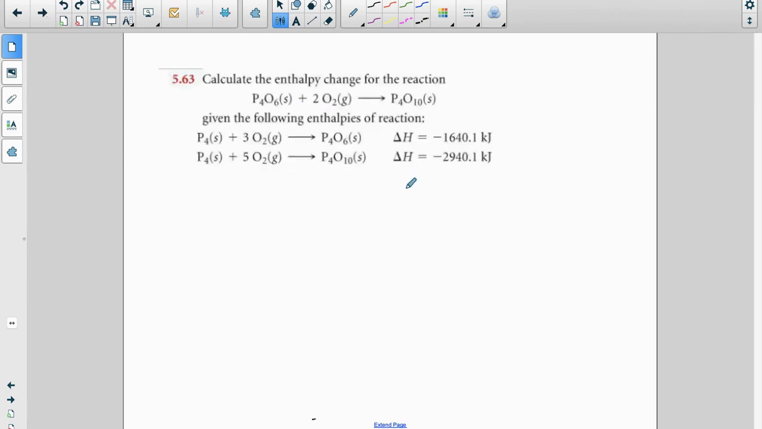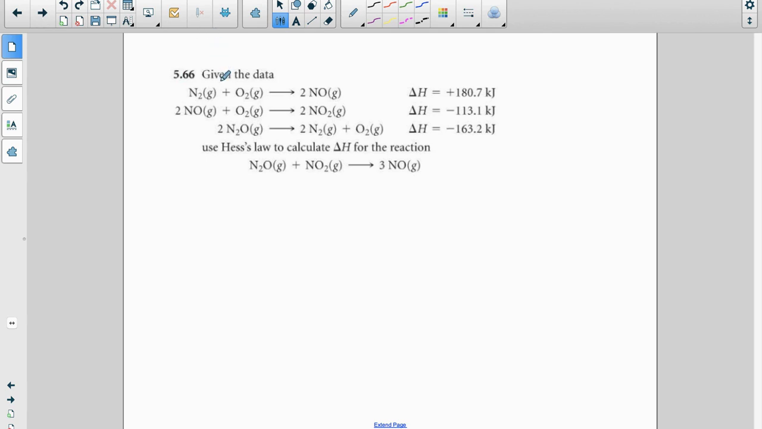I also did this reaction in class. You can take a look at the answer, and in the notes, the answer is also on the slides. But I'll go over how to do 5.66 because here now we have 3 steps. Okay, this is a little more complicated.